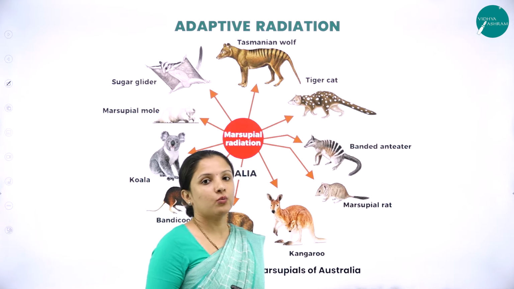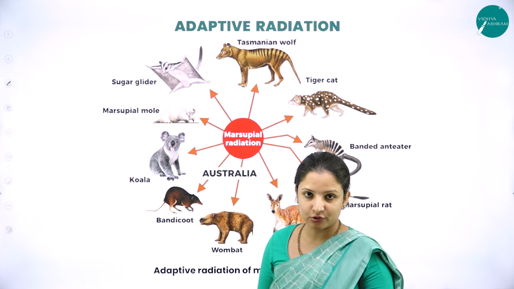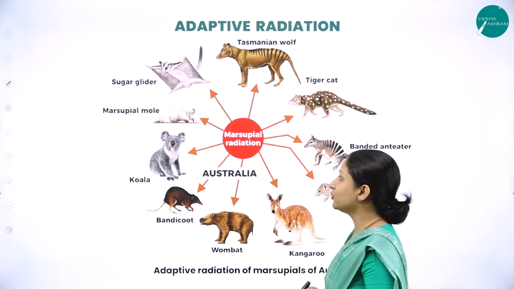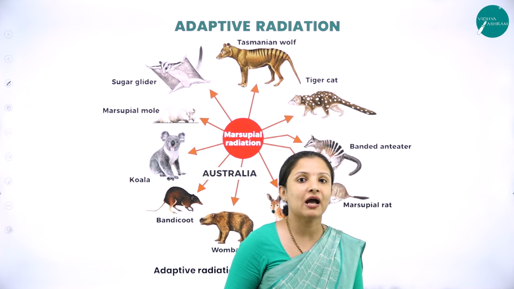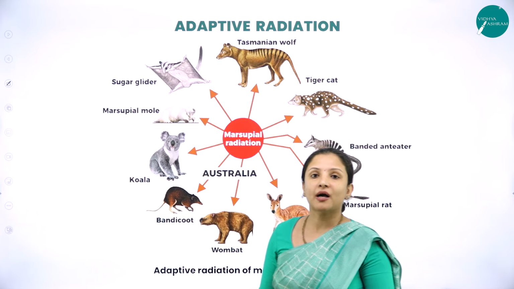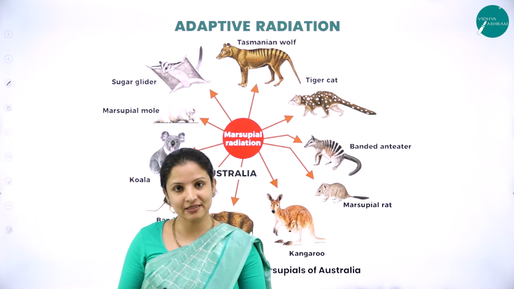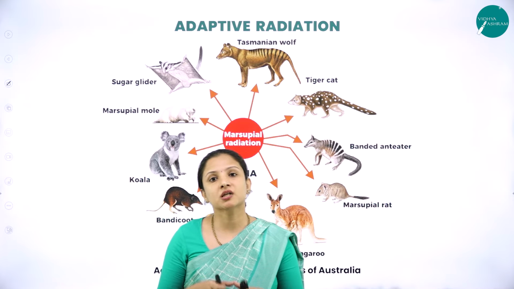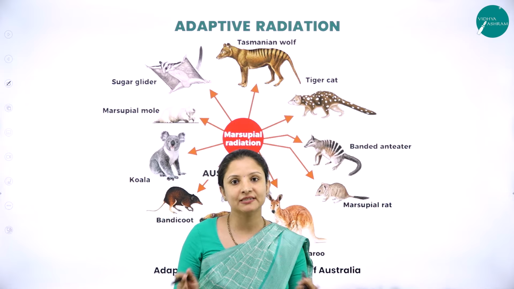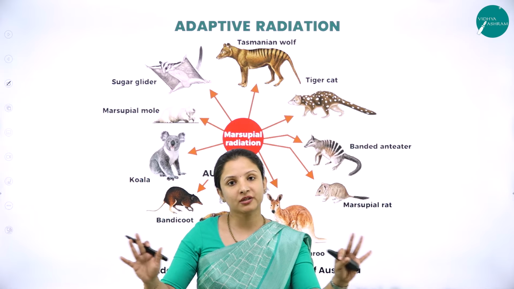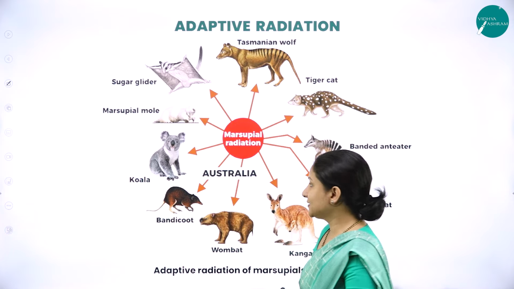Moving further, one more example for adaptive radiation is the Australian marsupials, and we call it marsupial radiation. We know that Australia is one of the countries which have a large number of marsupial species, and different types of marsupial species originated in one particular region of Australia and got evolved into different species, and they distributed or moved to different geographical areas in Australia. So therefore, this is one of the best examples.